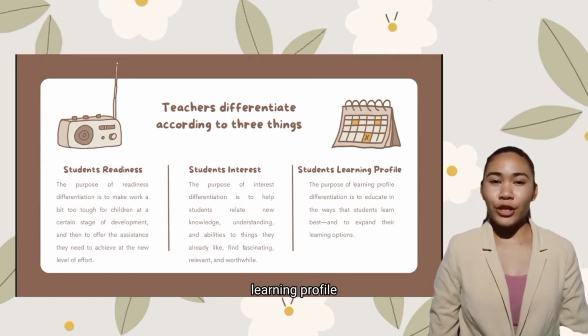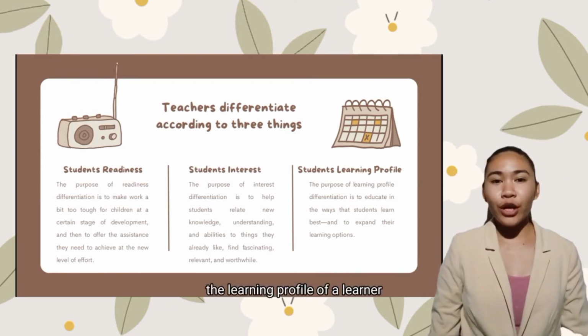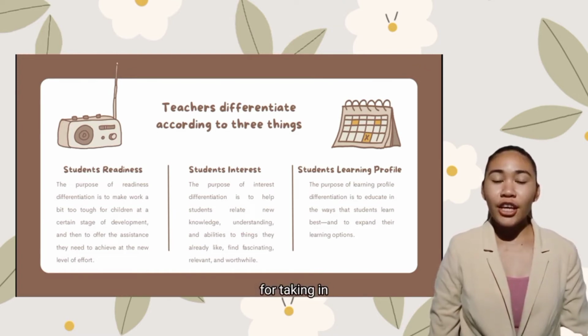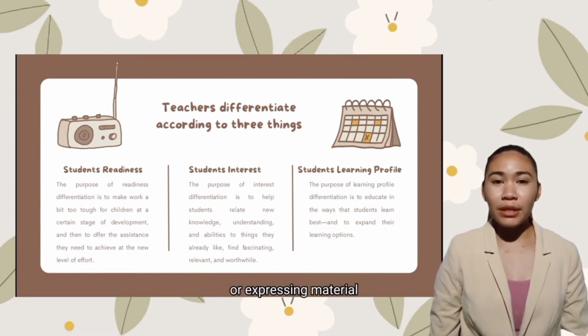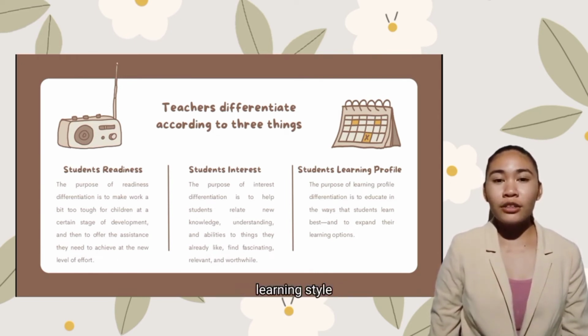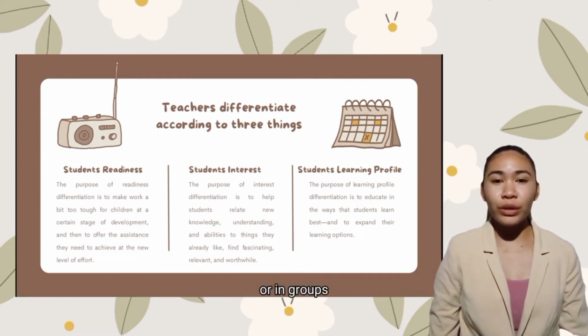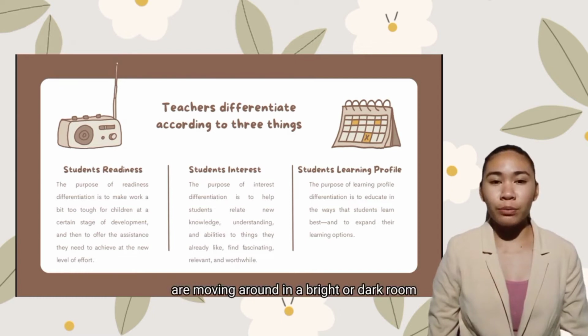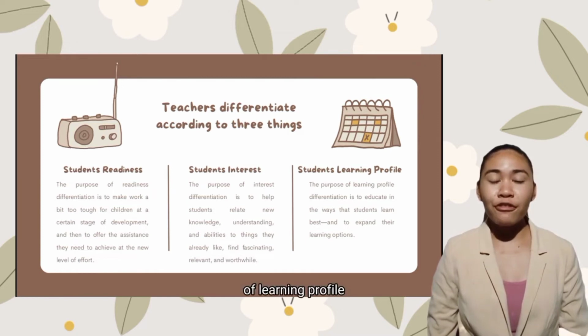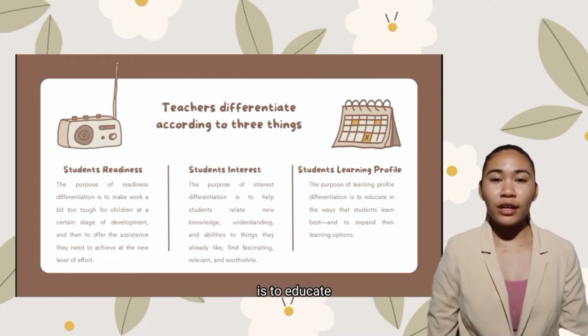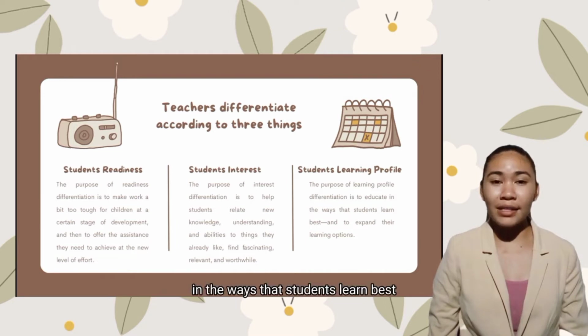Third is students' learning profile. The learning profile of a learner is defined as a predilection for taking in, investigating, or expressing material. It includes gender, culture, learning style, such as working alone or in groups while sitting still or moving around in a bright or dark room, and intelligence preference. The purpose of learning profile differentiation is to educate in the ways that students learn best and to expand their learning options.